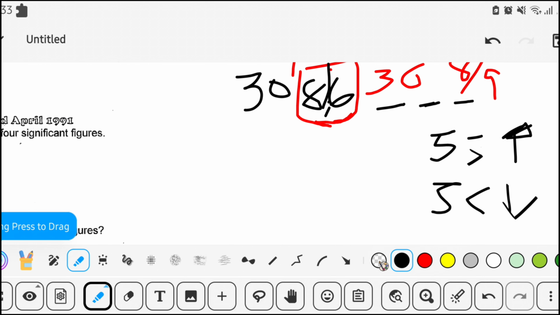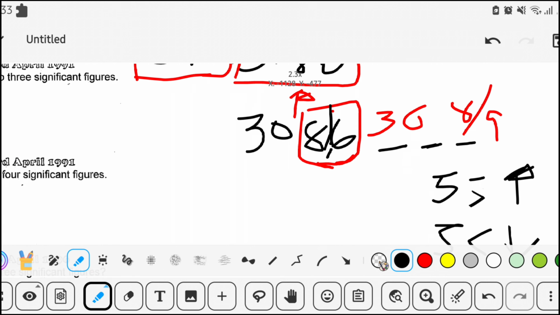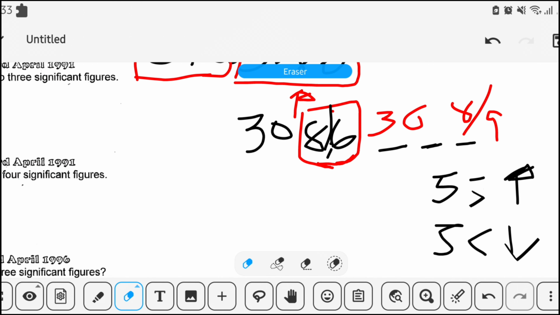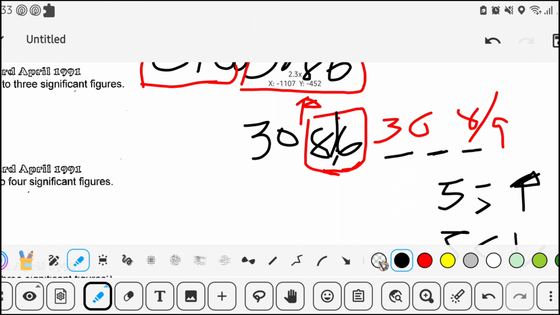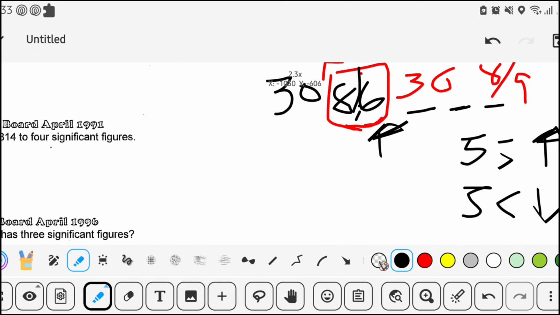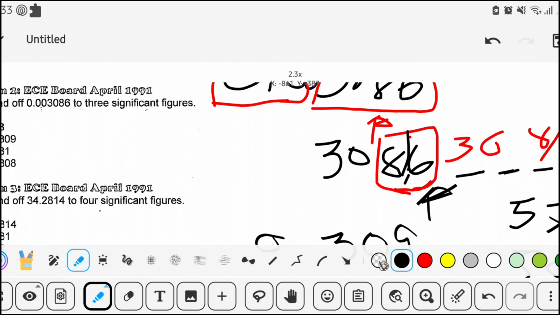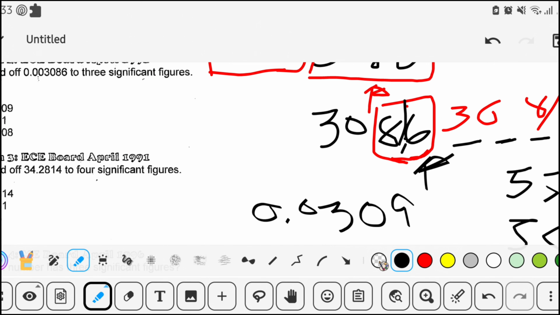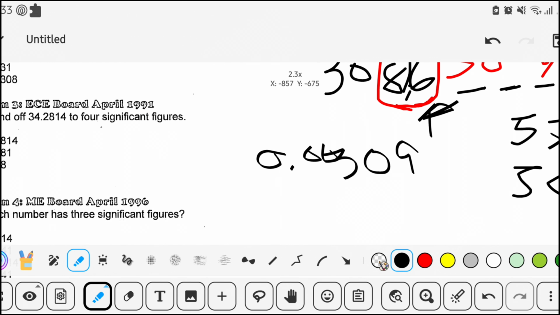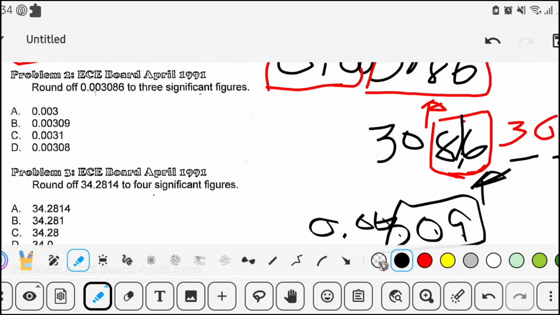Notice that the digit is 6, so we have to round up. So the answer would be 309, so it will be 0.00309. How many significant digits? 309, 3 significant digits, and that is what is being asked, 3 significant figures. So the answer would be letter B, 0.00309.